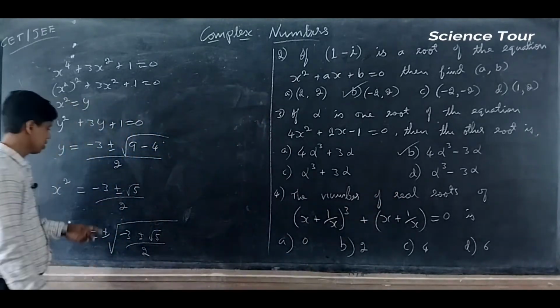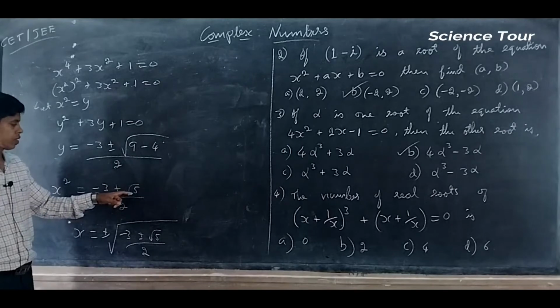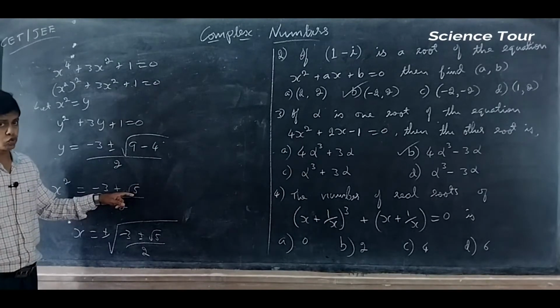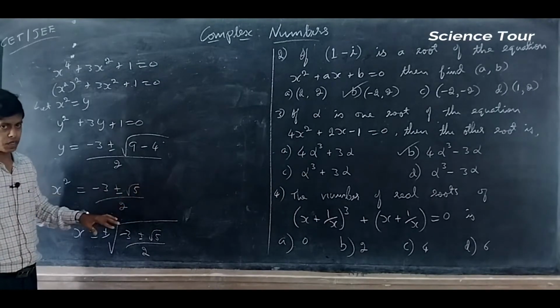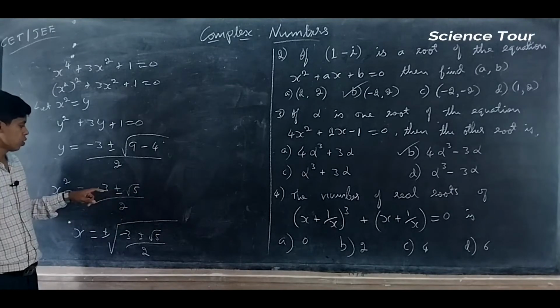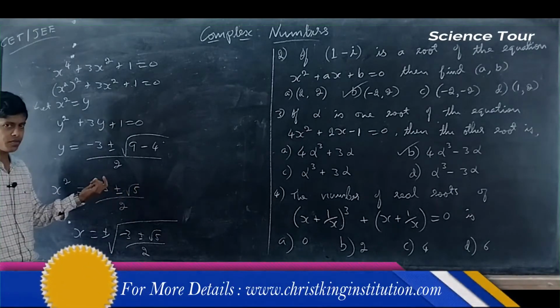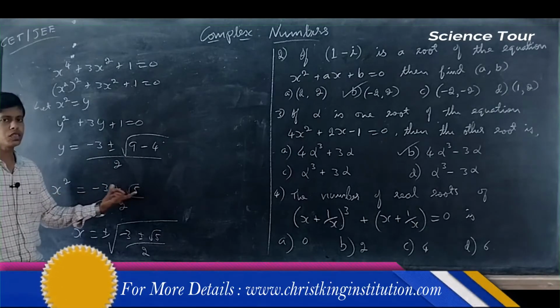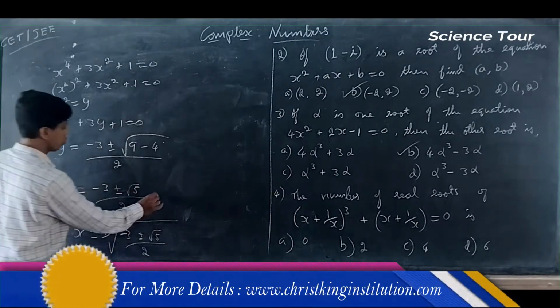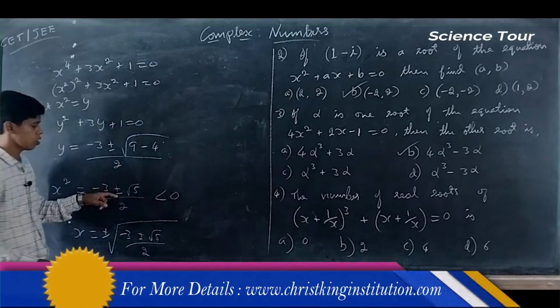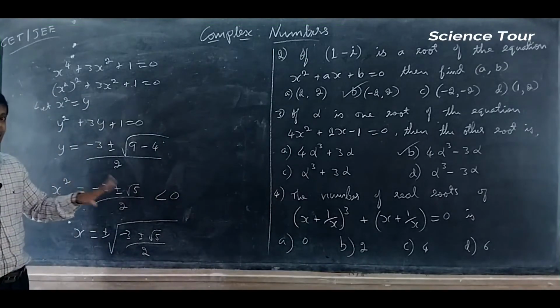Alright. So now tell me, is it positive or negative? Root 5. Root 4 is 2. Root 5 is 2 point something, correct? Alright. So minus 3 plus 2 point something will be negative. Minus 3 minus 2 point something will also be negative. So in any case, whether plus or minus, this whole quantity will be negative.